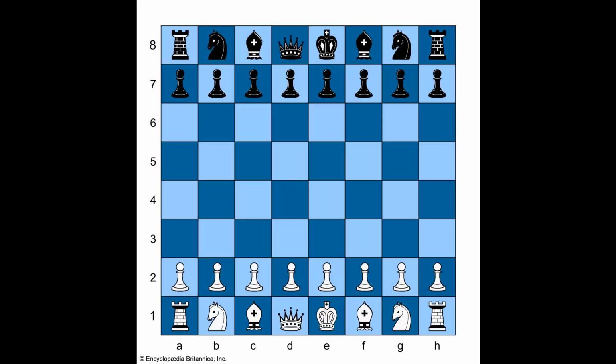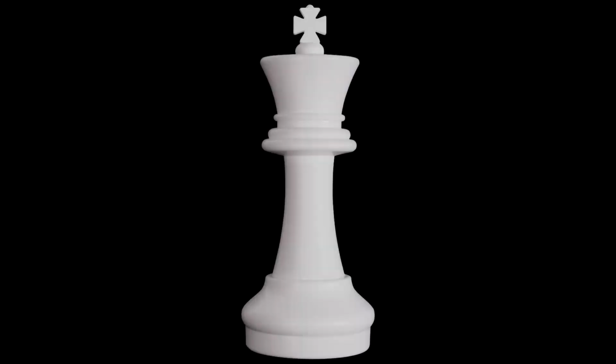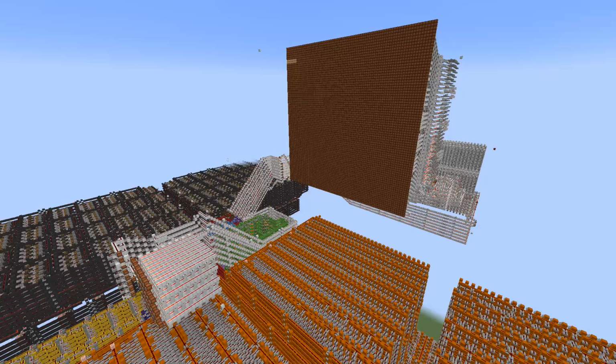Yo, what's up guys, in the last video I finished coding all of the pieces for chess in Minecraft. We're going to take a little step back from coding the actual chess pieces and talk about how the computer is going to put all of this together.